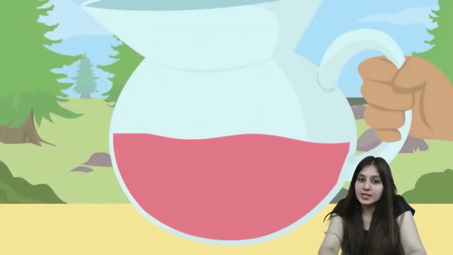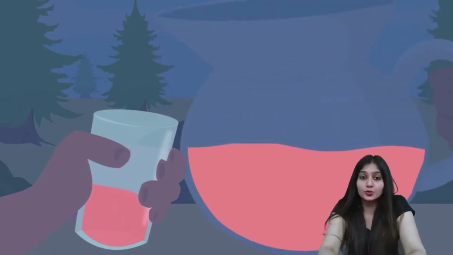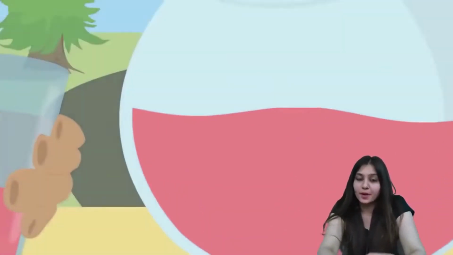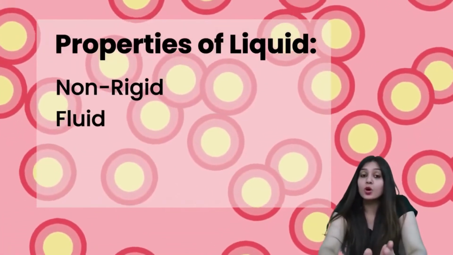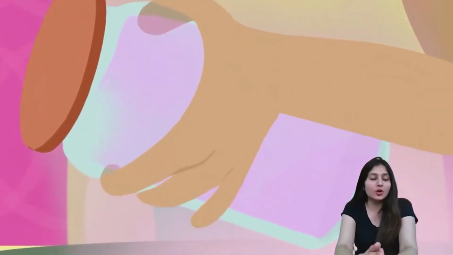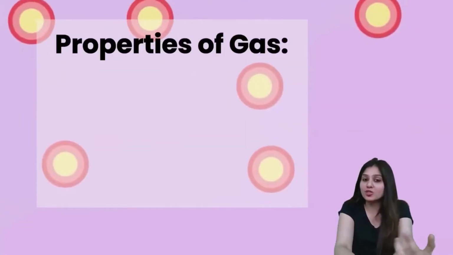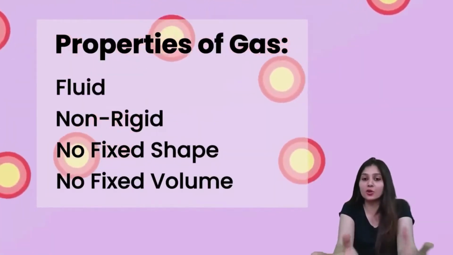Talking about the liquid state, the constituent particles in liquids are comparatively more free to move, but they still touch each other, because of which liquids are not rigid. They are fluid, they do not have a fixed shape, but they do have a fixed volume. And if we talk about the gaseous state, the particles are far apart from each other, not even remotely in contact, because of which gases are very much fluid, not at all rigid, and they do not have a fixed shape, and definitely not a fixed volume.